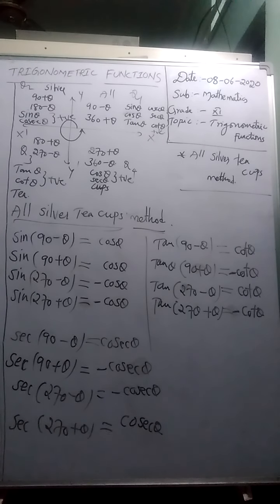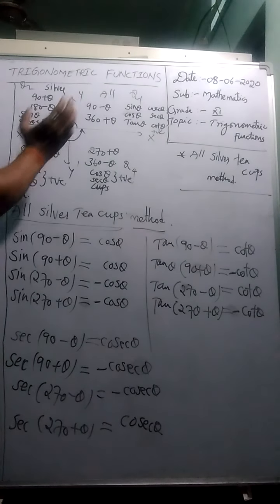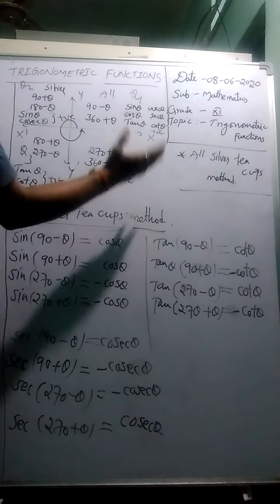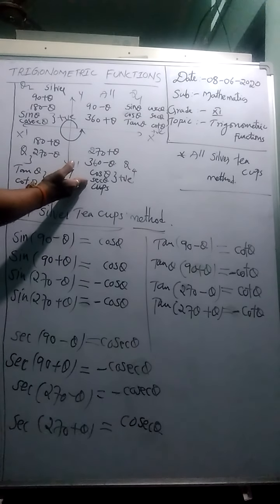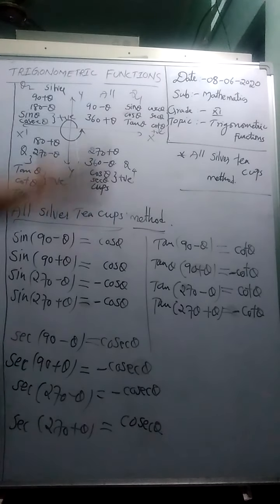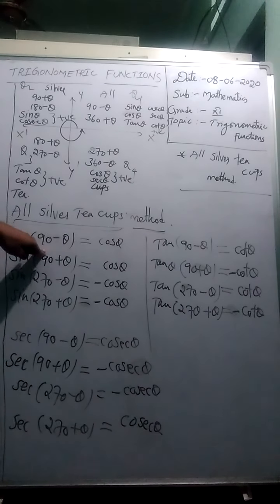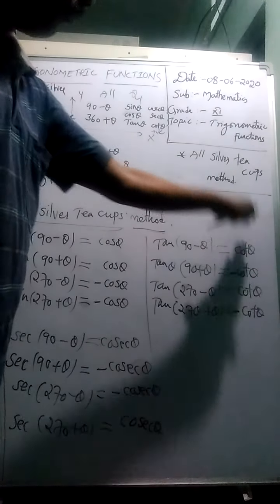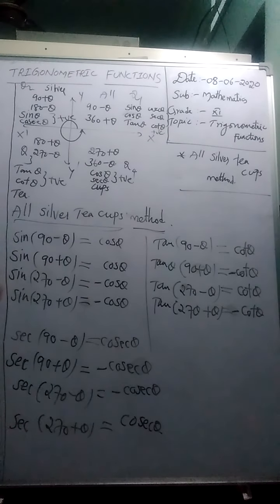All silver teacups method means all trigonometric ratios are positive in the first quadrant. In the second quadrant, sine and its reciprocal, that is cosecant, are positive, the rest are negative. In the third quadrant, tan and cot are positive, the rest are negative. In the fourth quadrant, cos and secant are positive, the rest are negative. That is why we call it the all silver teacups method. And when odd multiples of 90 are there, sine becomes cos, cos becomes sine, tan becomes cot, cot becomes tan, secant becomes cosecant, cosecant becomes secant.